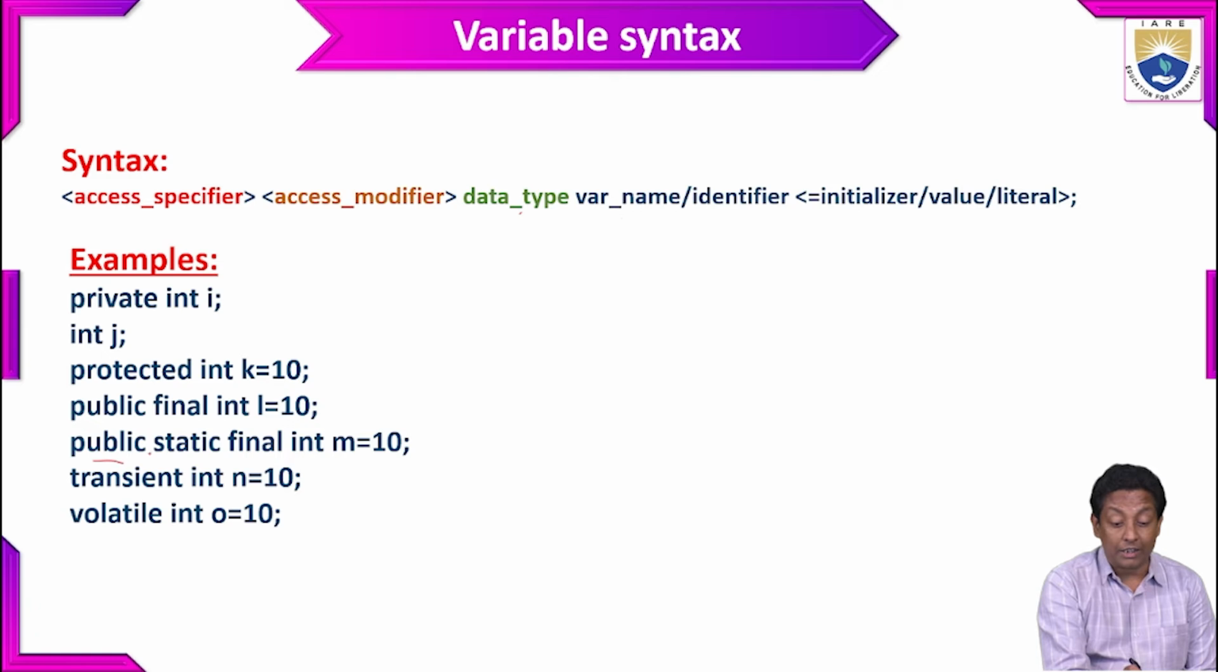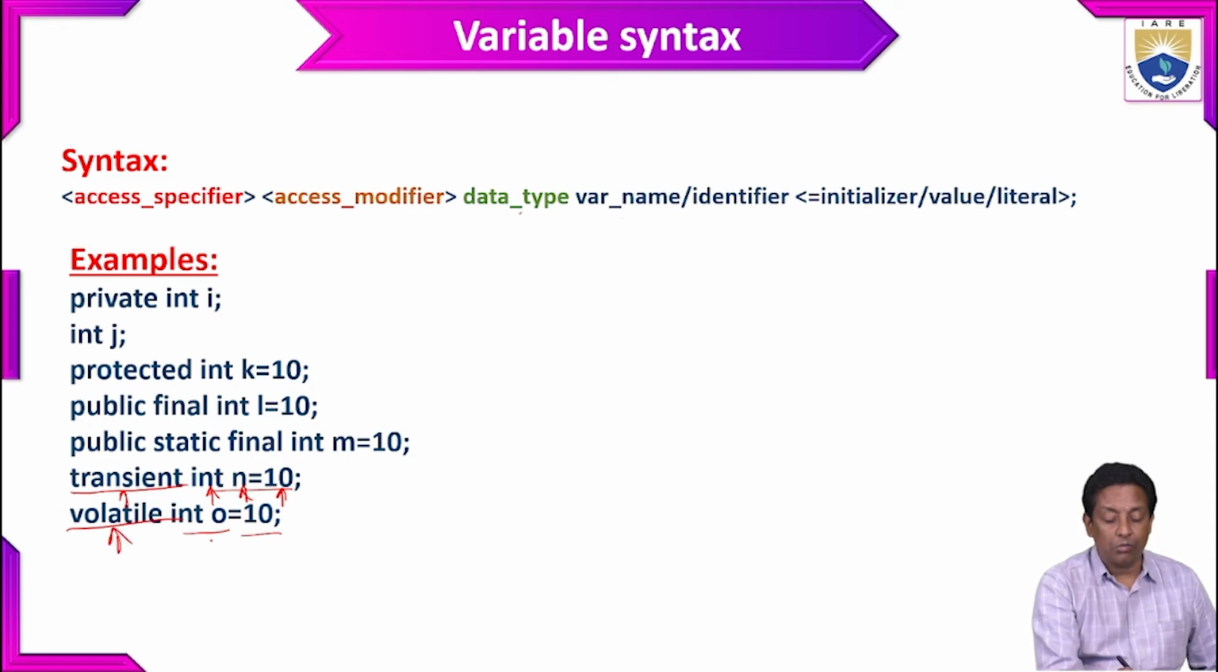So public static is the access specifier, then two access modifiers, data type, variable name is equal to initialization. The next comes transient int n is equal to 10. It is a modifier, data type, variable name, value. Volatile int o is equal to 10. Modifier, data type, variable name, value.